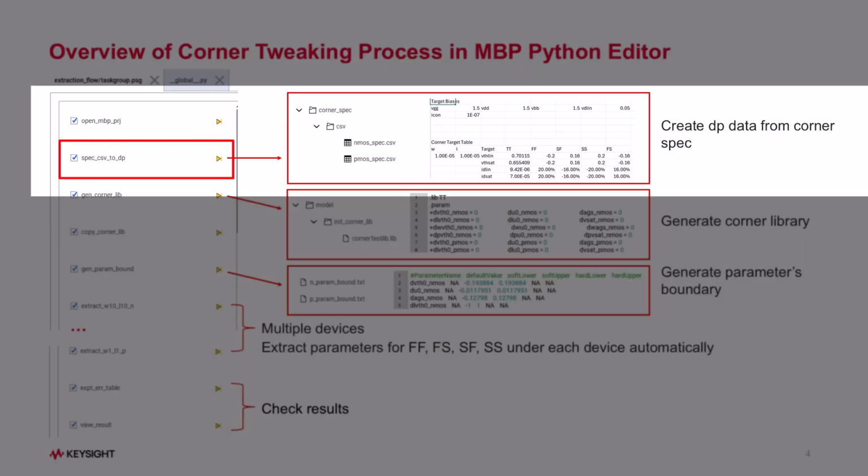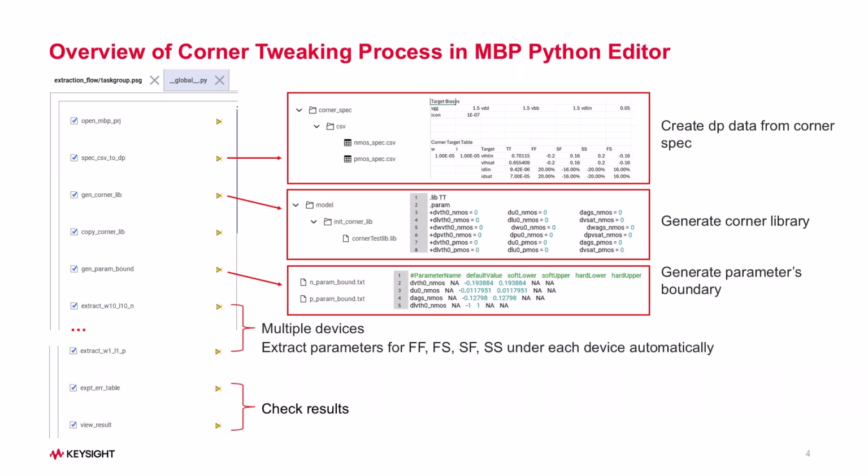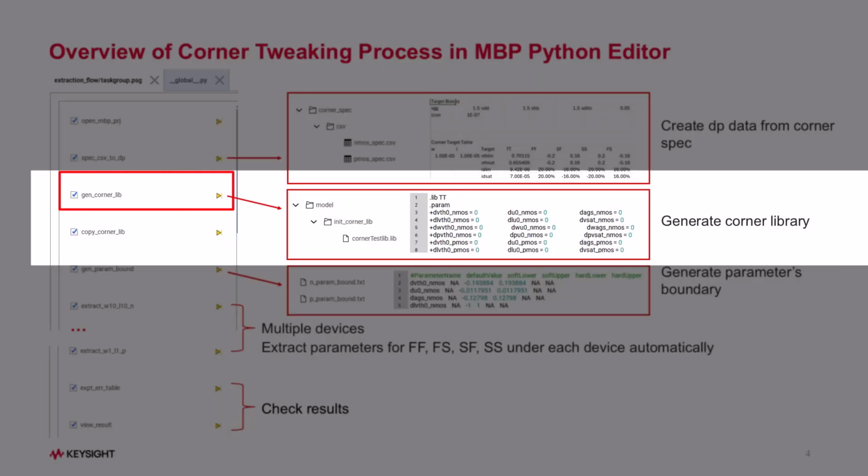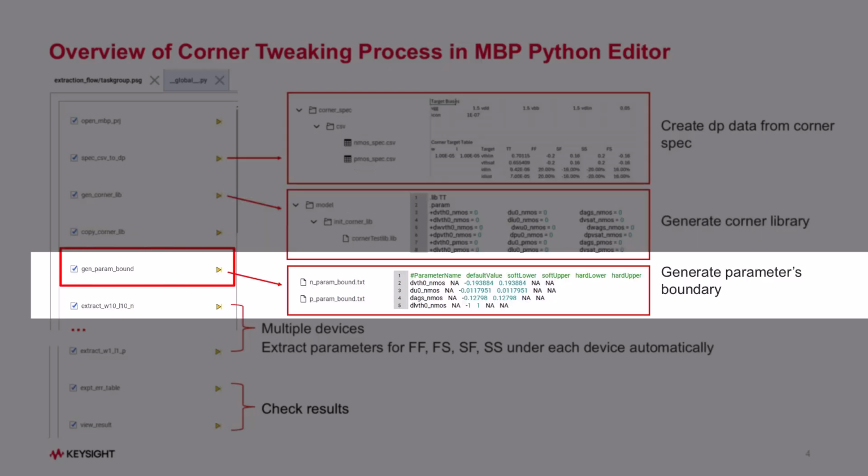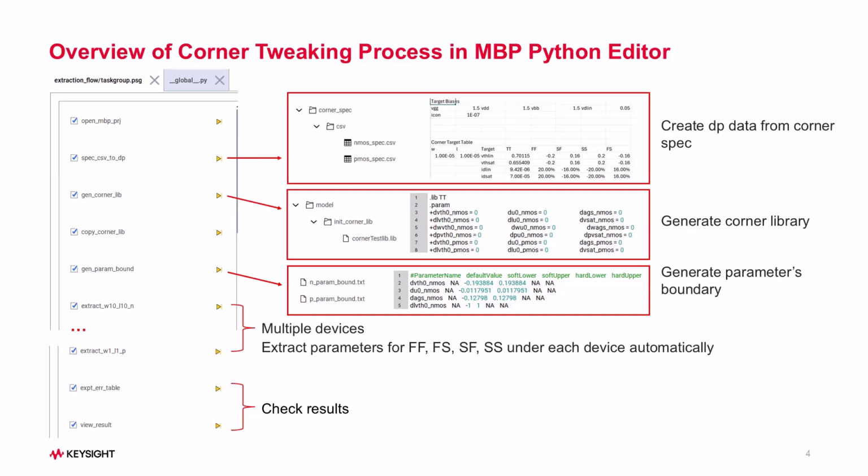Here, in this second step, rather than using third-party software to pre-process corner data into MEA format, we can directly convert it to a data frame and MEA format within the Python script in the task group, as discussed in the previous tutorial video. Following this, we generate the corner library using the MBP Python API, which calls the corner model tool in MBP. Next, we create the boundary for the tunable parameter in an independent Python file defined in this workspace. You can also find how to call an independent Python file in a task group in a previous video.